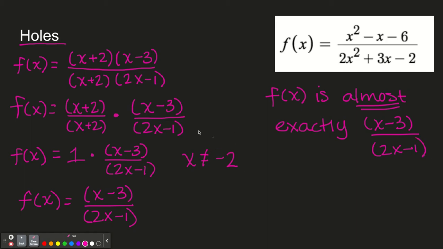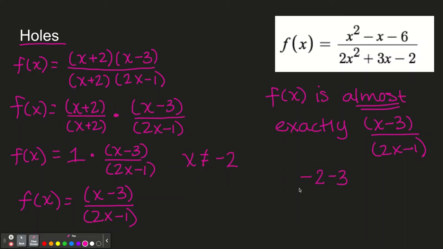So if we want to know the coordinates of this hole, right? So if we plug negative 2 into this original function, our f of x, it's going to be undefined. We're going to get a hole. But if we want to figure out where that hole is, we can say, what would happen if we plugged negative 2 into this function that is almost exactly the same?